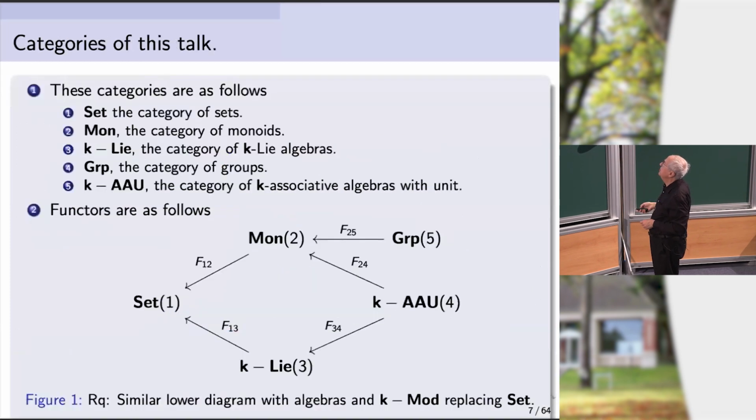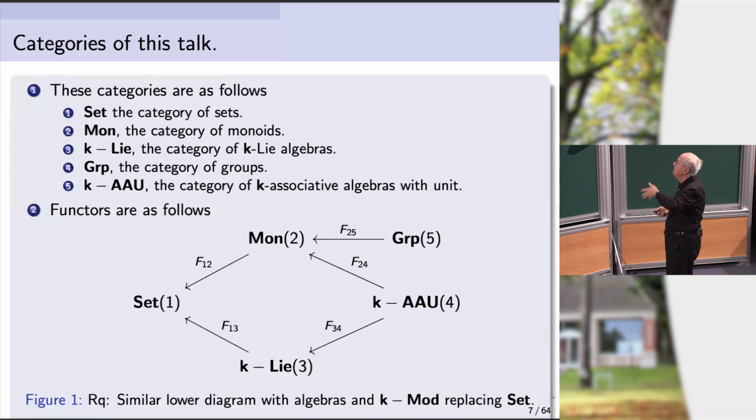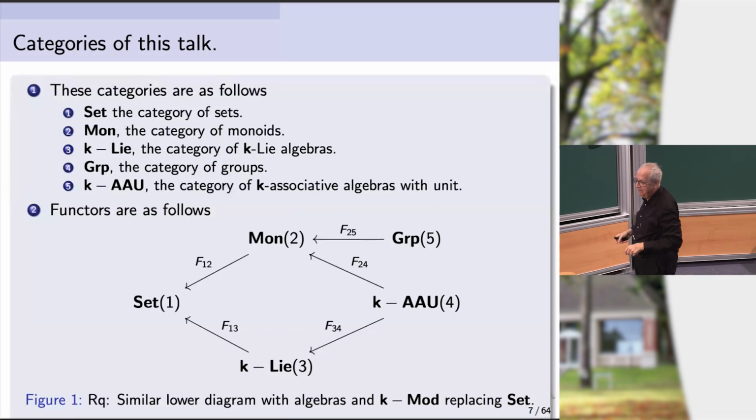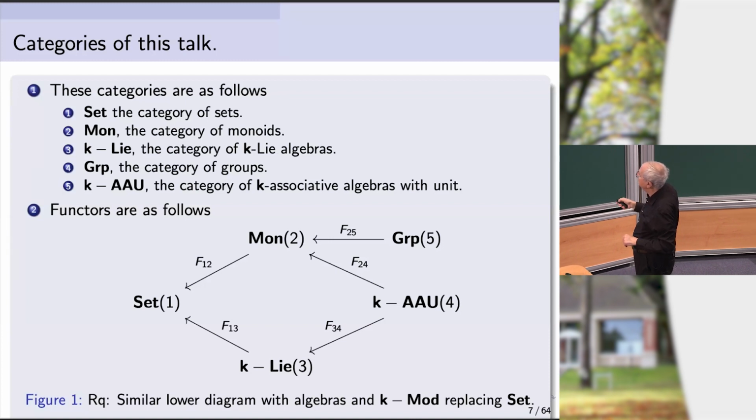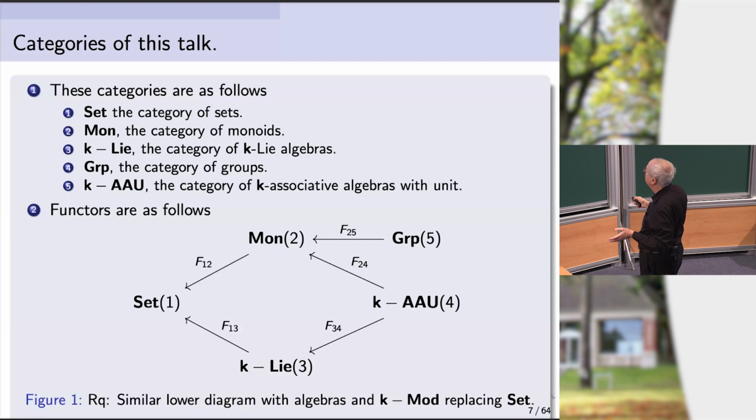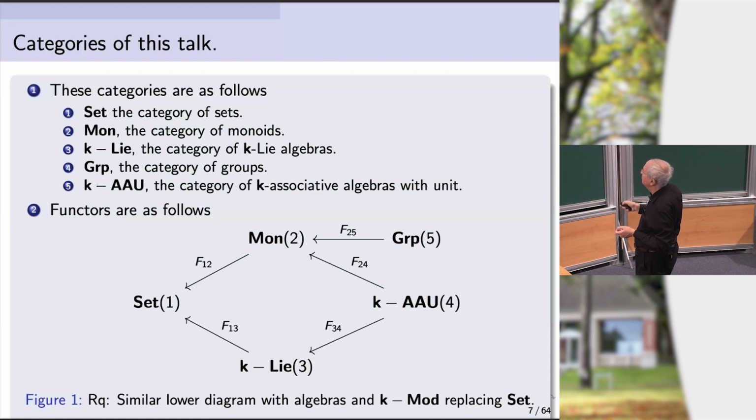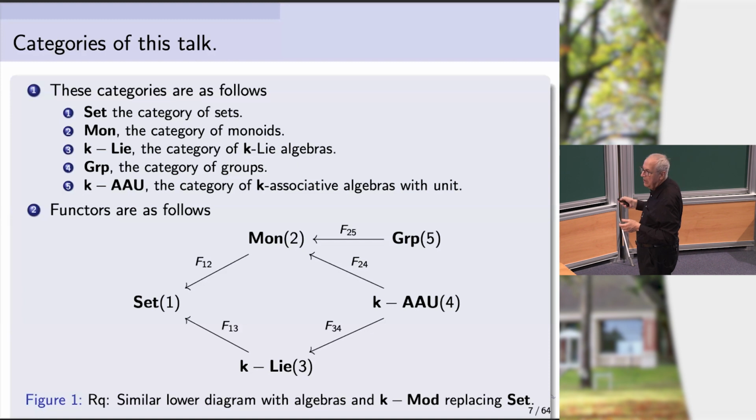Okay. And the categories considered in this talk, but it is just an overview because we will delve into some details, but not all, you have monoid sets for generators, monoid groups, and Lie algebras. And you know, to go from a set to the free associative algebra with unit, you can take two routes: go to the free monoid, and then take the algebra of the free monoid, or go to the free Lie algebra.